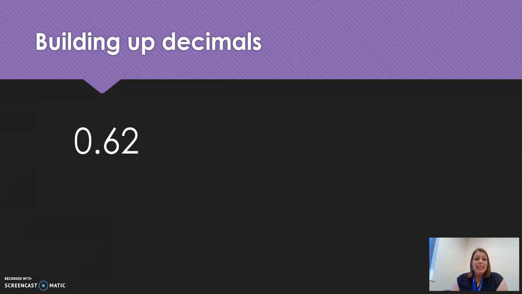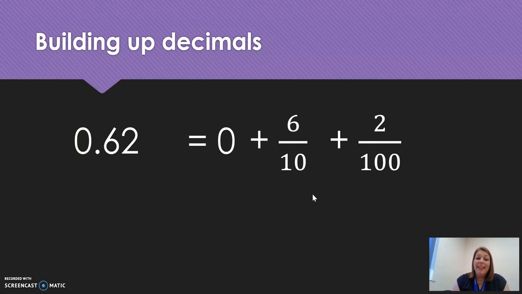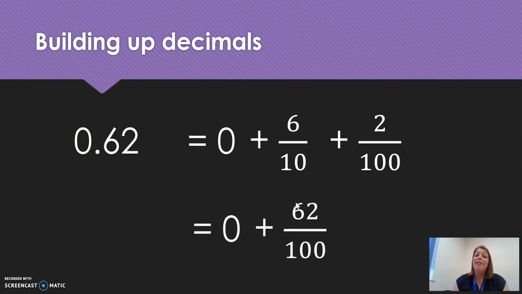Okay, building up decimals. So what is 0.62 made from? So we've got no wholes there. I've got 6/10, so if we think about it in terms of those fractions again, 6/10, and I've got 2 hundredths. So 0 wholes, 6/10, and 2 hundredths. This is how we could write that as an addition equation, really. What some people might like to do is to simplify that down and talk about it as 62 hundredths. And so we could say I've got 0 and I've got 62 hundredths.